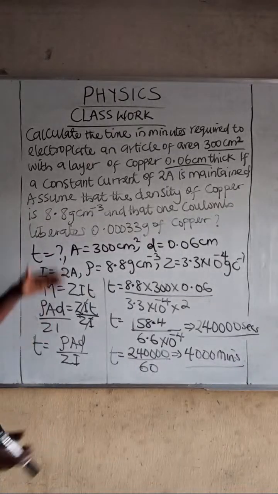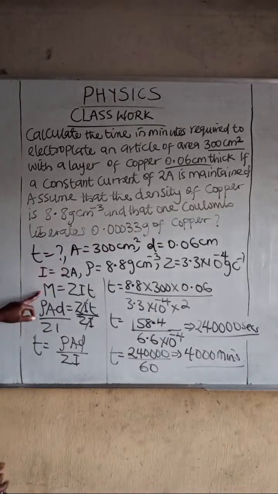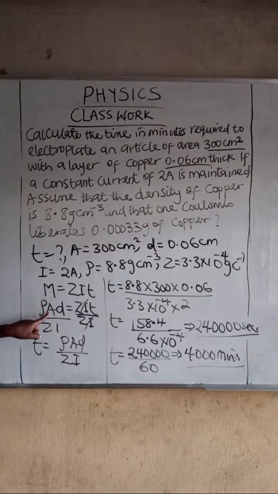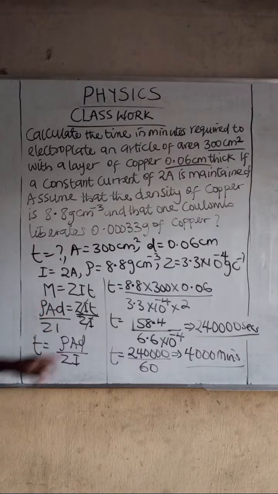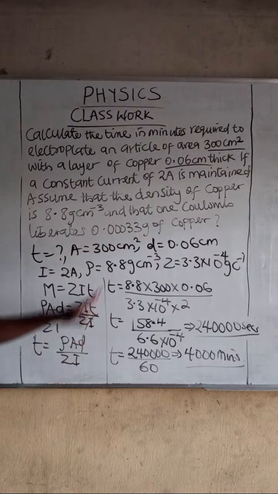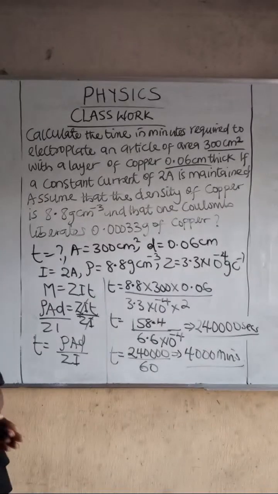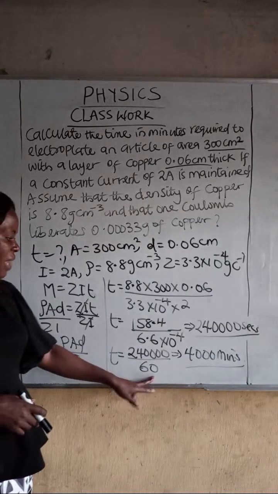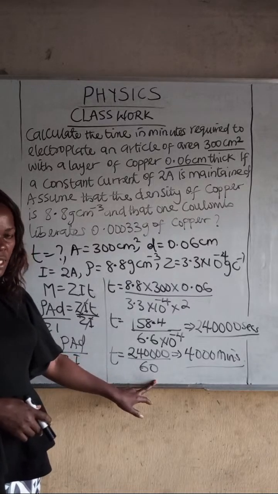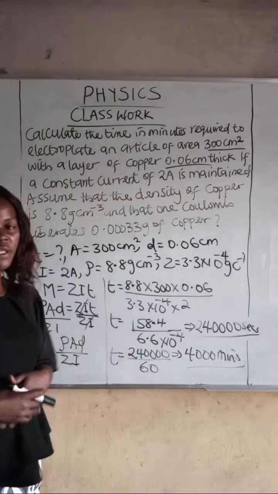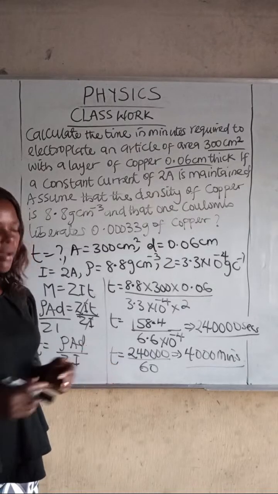So what you are going to do is to set our parameters. That M is equal to ZIT. Now, we are going to say that this M is also equal to density times area times thickness, which is equal to ZIT. Now, making time the subject, I have this. We are going to substitute what we have to get 240,000 seconds, okay? Because I want it in minutes, I will divide by 60 to get 4,000 minutes. Is that okay? All right.